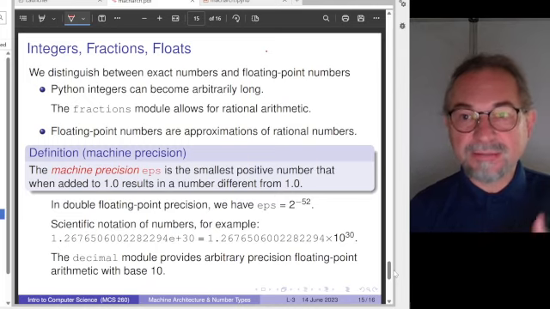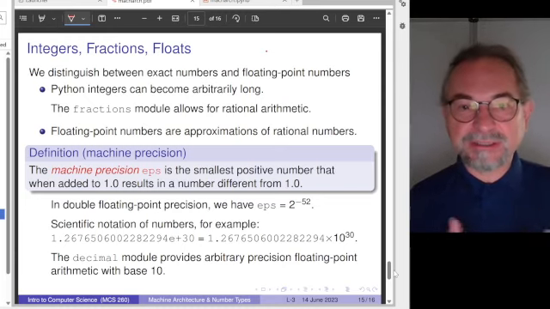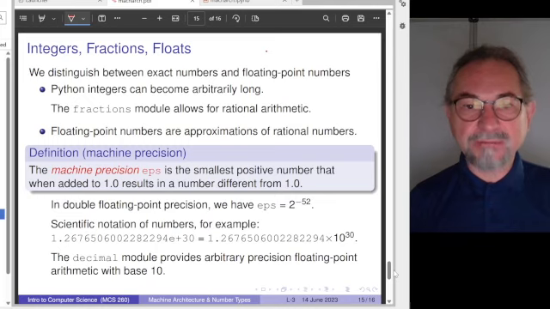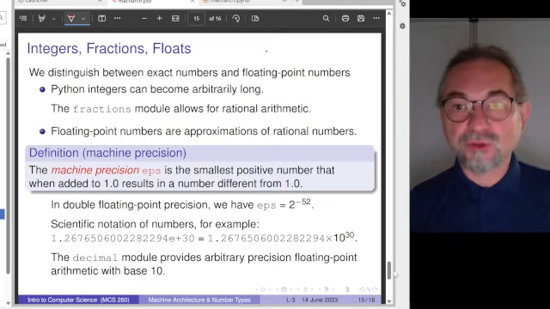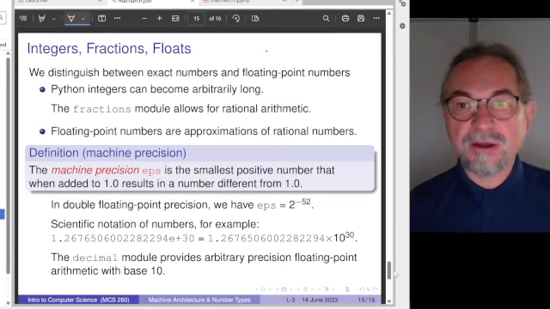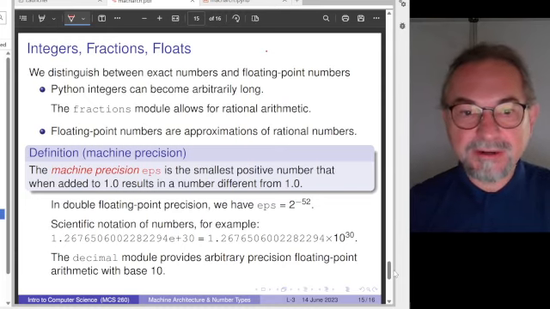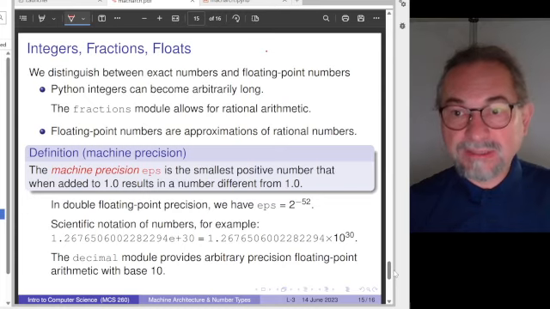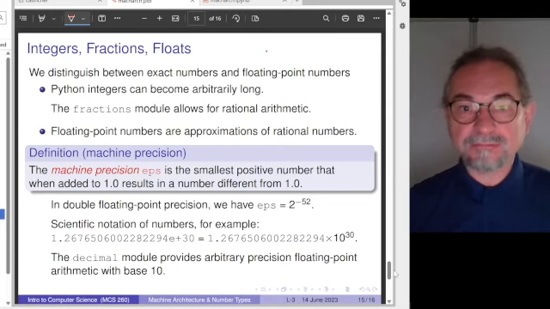So again, these are hybrids then. With fractions, you can approximate rational numbers. With decimals, you can work closer to what you as a human experience. 1 over 10 is exact in decimal, it is not in binary.